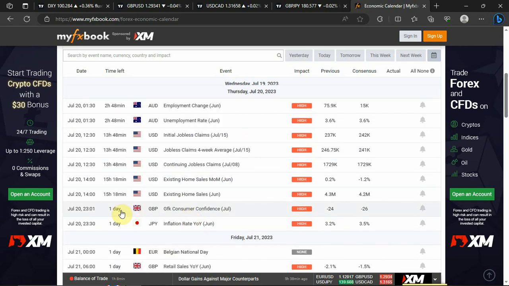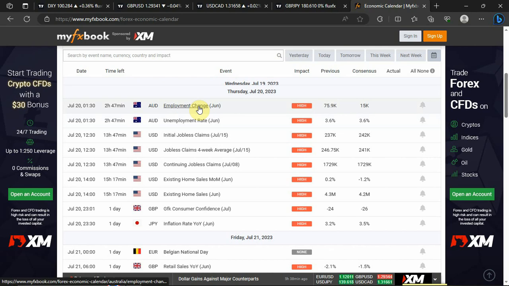And we also have GBP consumer confidence. We have the JPY inflation rate. All right, so these are the high impact news you are expecting to see on the market so far as Thursday is concerned. So if you are trading any related pair concerning these news, just be on the watch. All right, so let's delve deep.